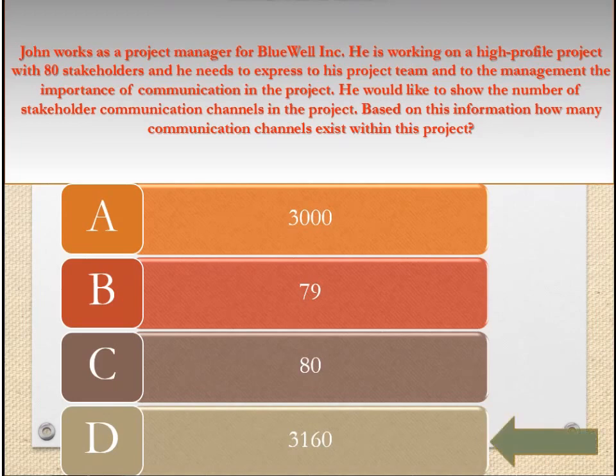Answer. D. Explanation. Communication channels are paths of communication with stakeholders in a project. The number of communication channels shows the complexity of a project's communication and can be derived through the formula shown below. Total number of communication channels equals n(n-1)/2, where n is the number of stakeholders. Hence, a project having 5 stakeholders will have 10 communication channels. Putting the number of stakeholders in the formula, we can get the required communication channels for the project. It is 80 by 79 over 2, for 3,160 communication channels.